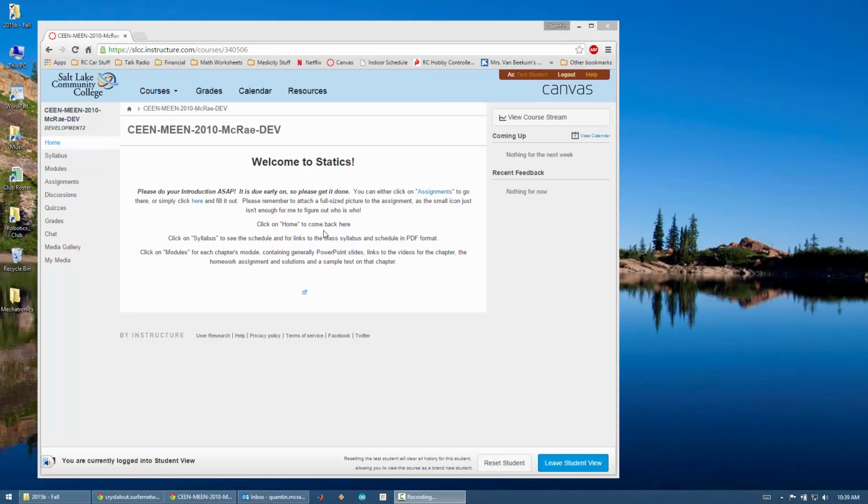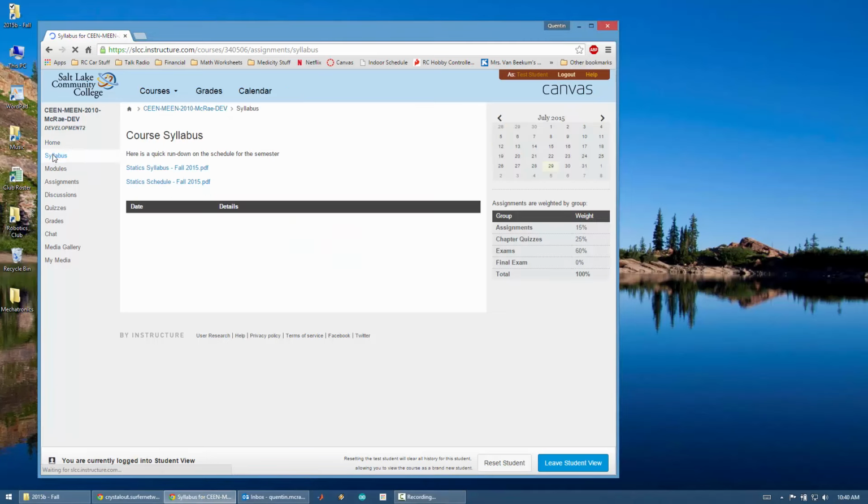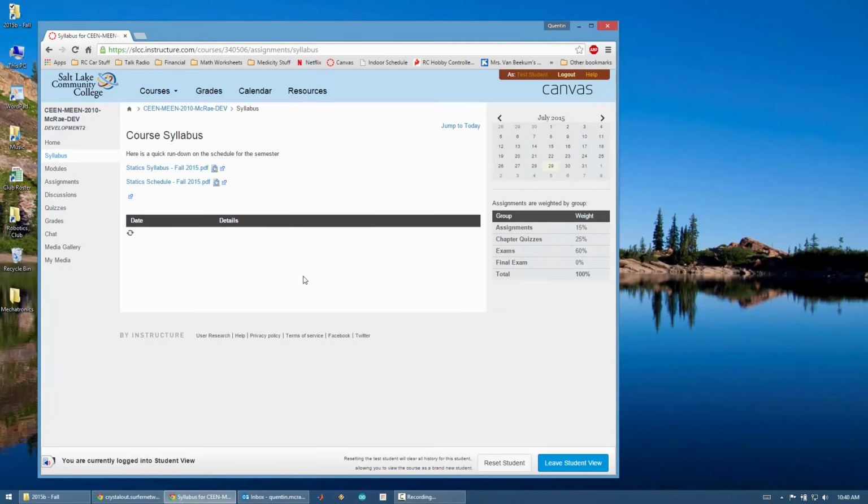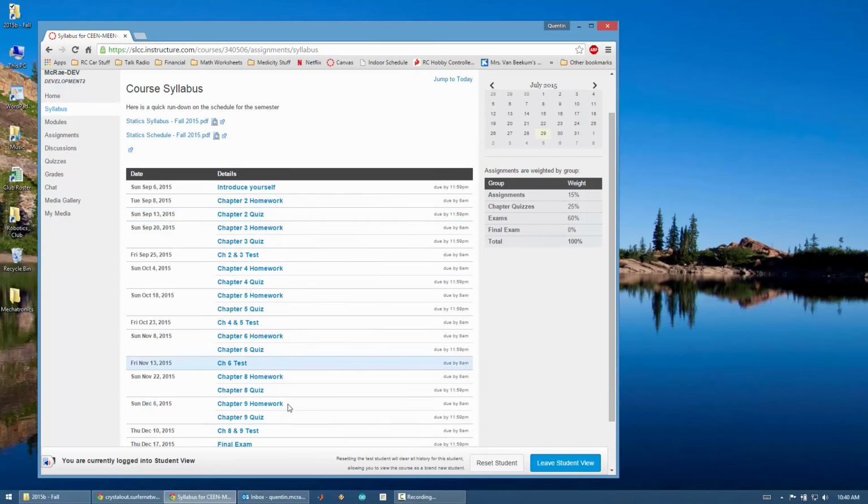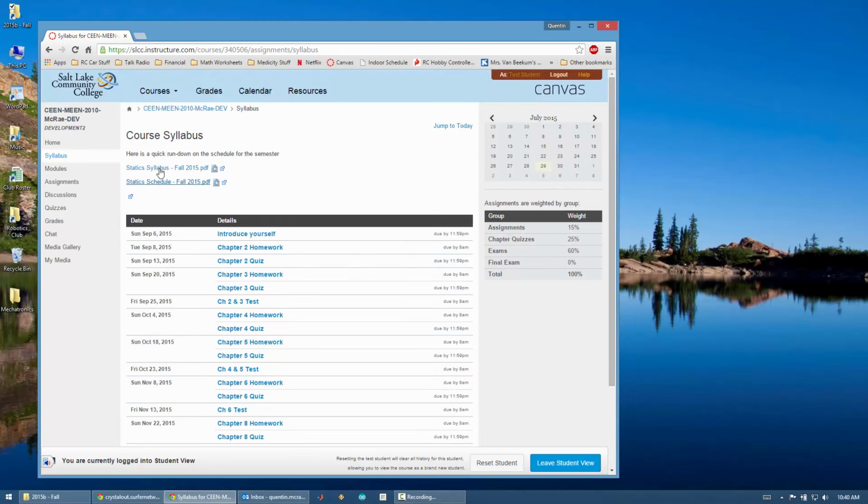Welcome to Statics. Let's go through this page, and this is where the bulk of the, especially the online course, is. This is where you're going to need to go. So let's start here with the syllabus tab. For some reason, Canvas thinks of syllabus as being the schedule. Fair enough, there's the schedule. But here is the syllabus for the class, and here is the schedule for the class.